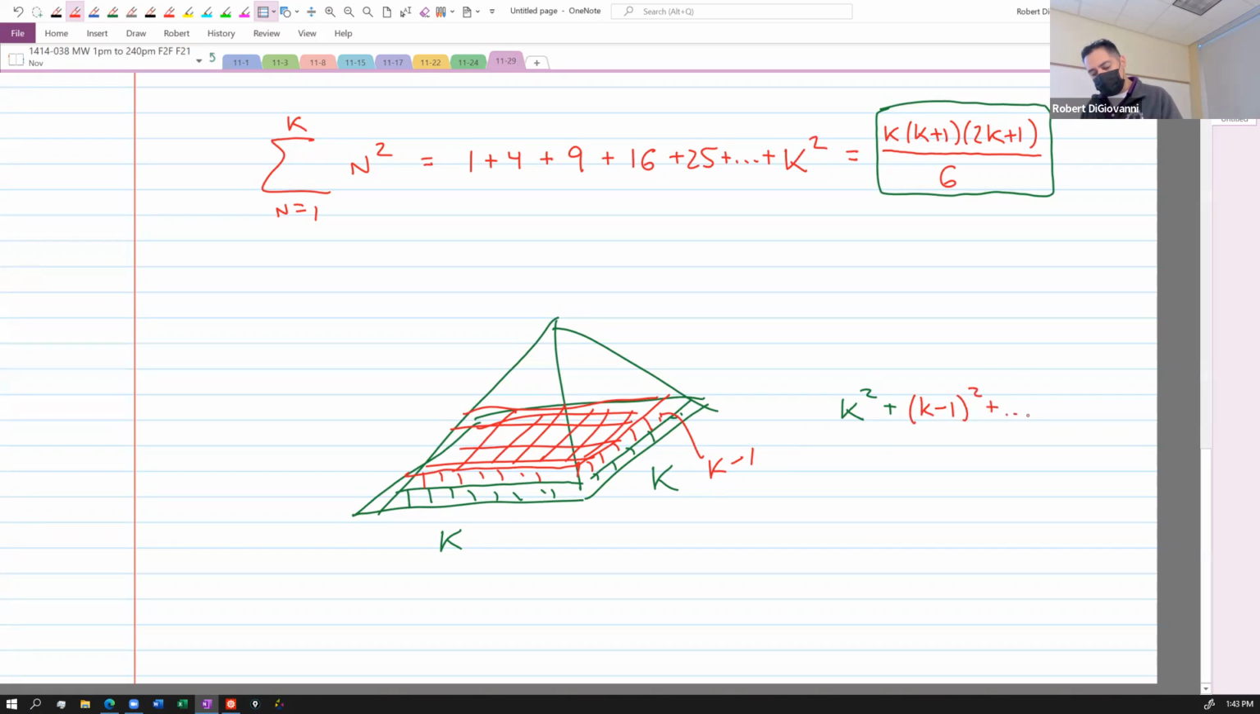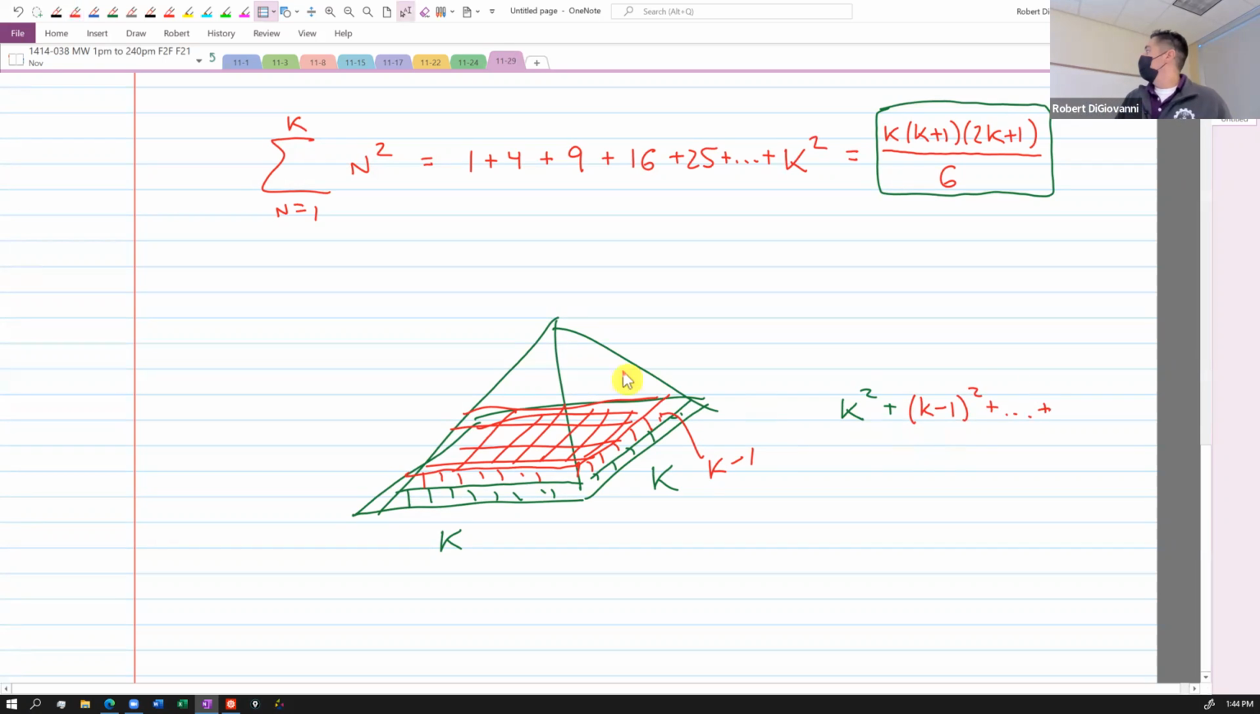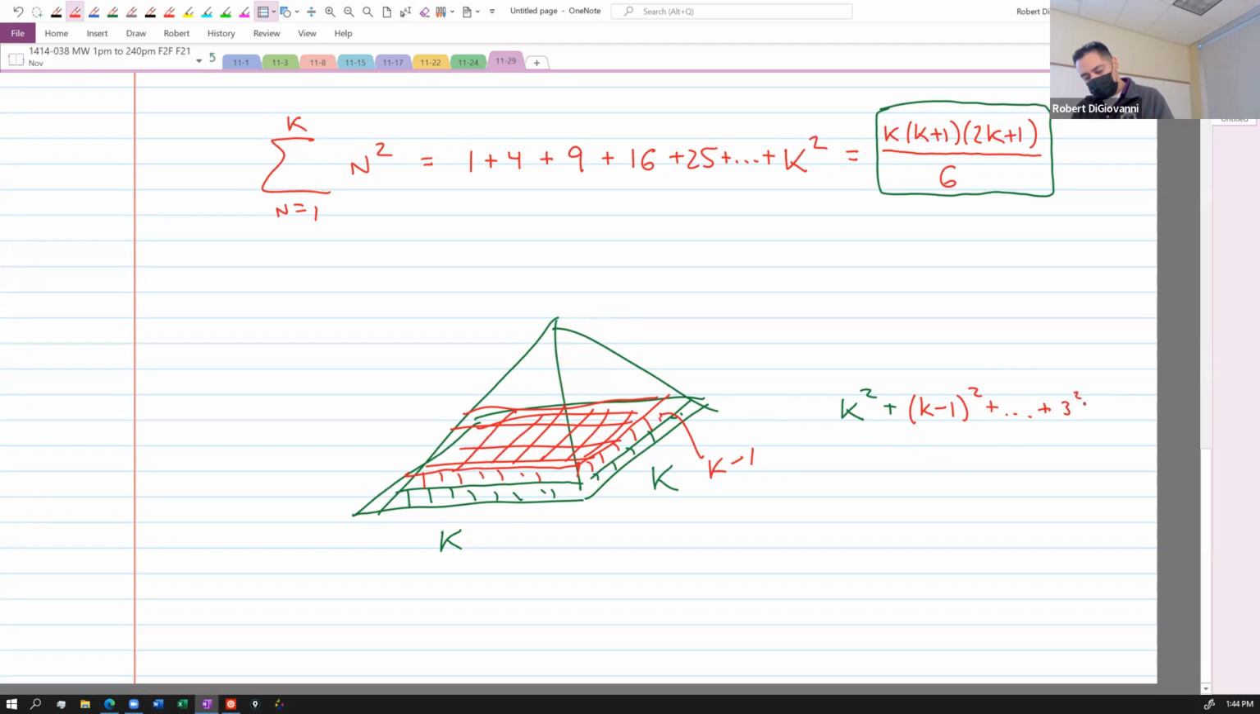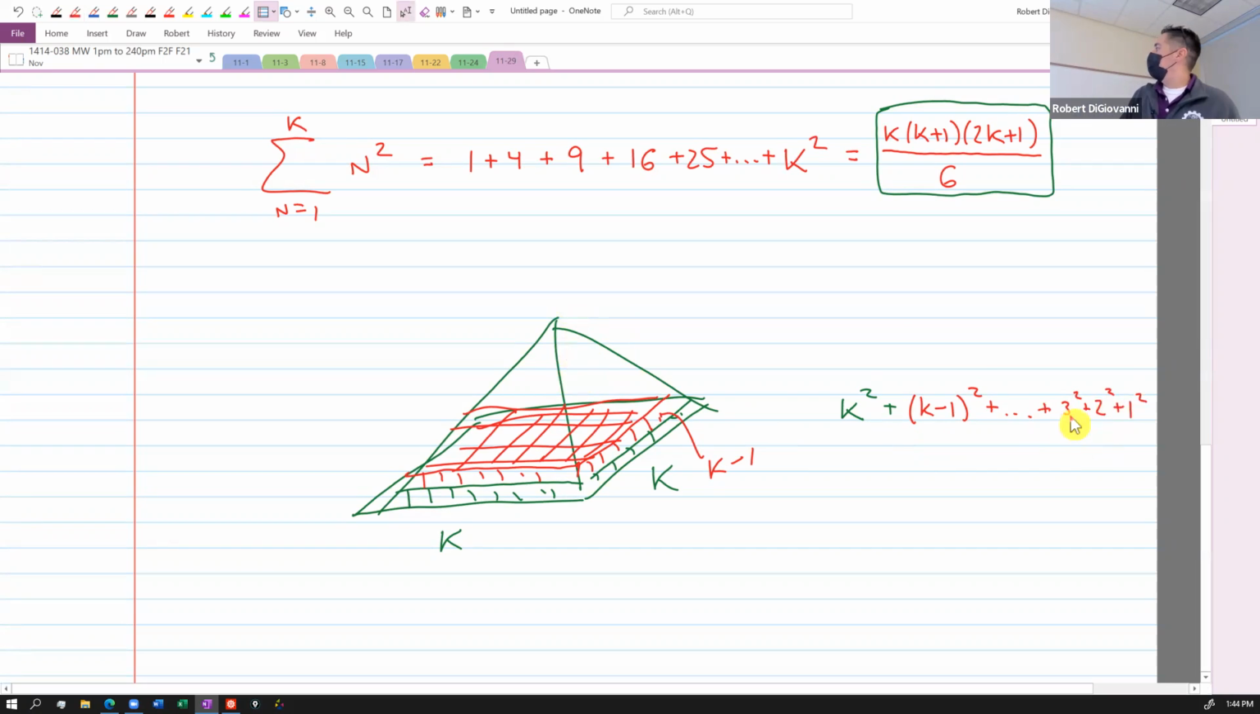And you keep doing this until you get down to what? Eventually you get down to 3 squared, 2 squared, 1 squared. So 3 squared plus 2 squared plus 1 squared. And isn't this exactly what we just did here, just backwards? It's just reversed, right? So if you just know how many blocks are on the bottom, then you can tell me how many blocks are in the whole pyramid by just plugging that into here.